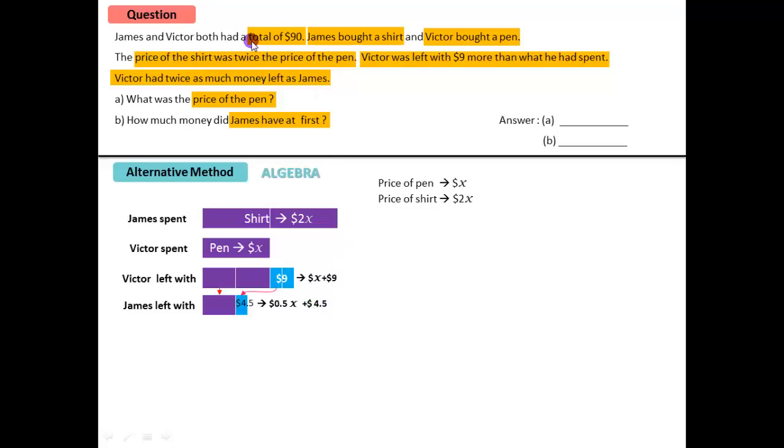We know that they both had a total of $90. So the total amount that they spent plus the total amount that they were left with would give us the total, which is $90. With this, we can move on to do our calculation. Let's find the total in terms of x.